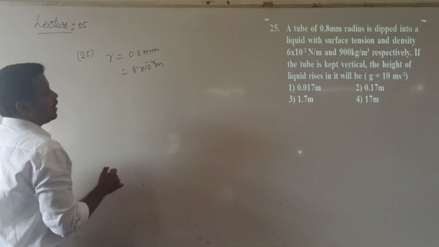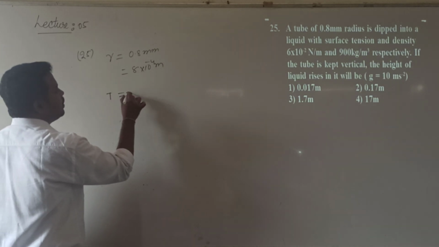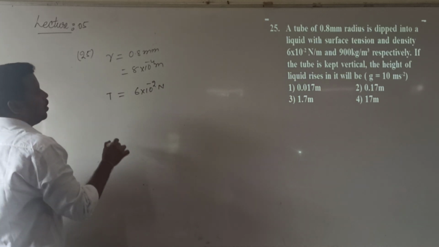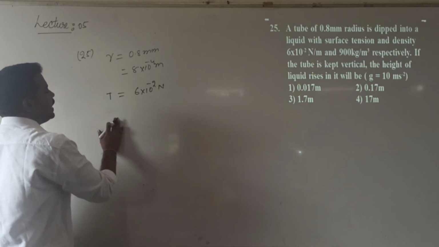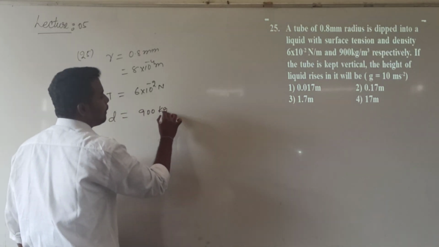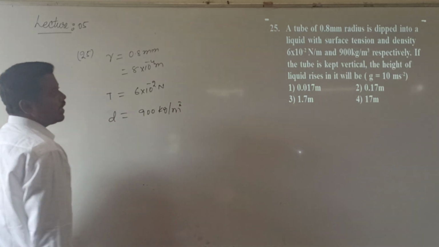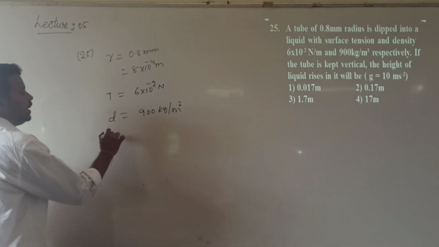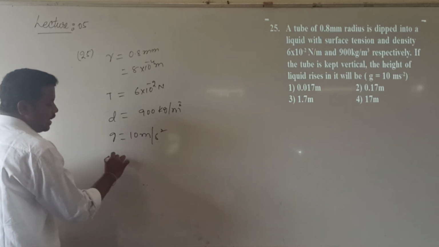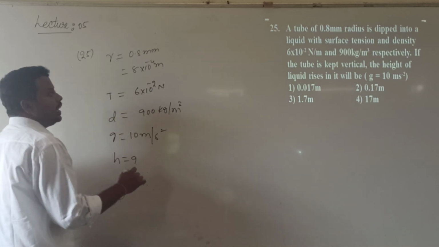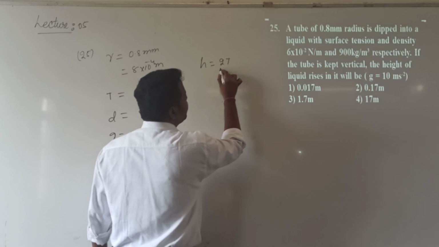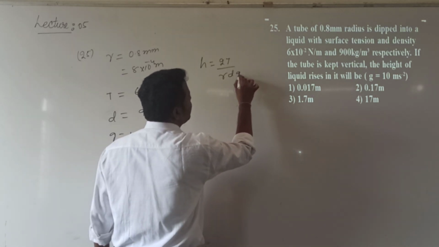Okay? So what is the surface tension? T value is 6 into 10 to the power of minus 2 newtons. Then what is the density given? Density, here we call it D, is 900 kilogram per meter cube. G value is given as 10 meter per second square. Asking us to calculate what is H. So directly can I write the H formula? H is equal to, but theta is not given. Directly I will write 2T divided by R into D into G.